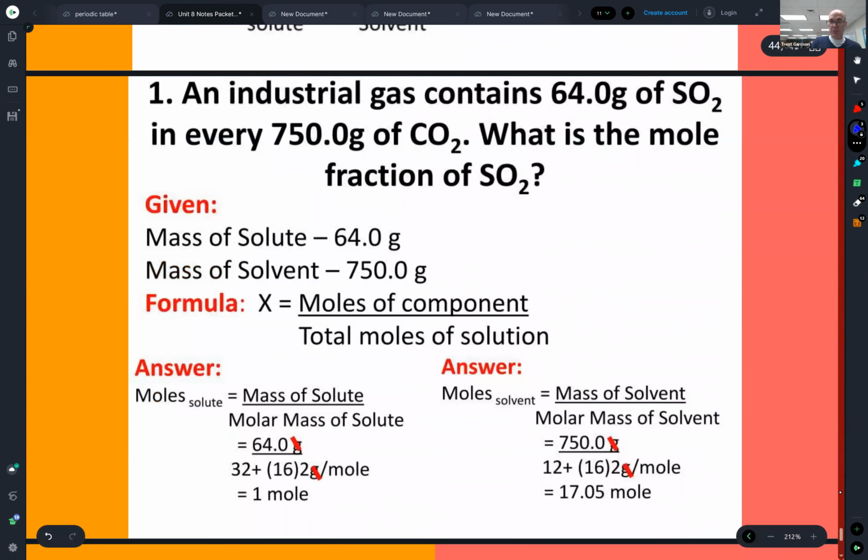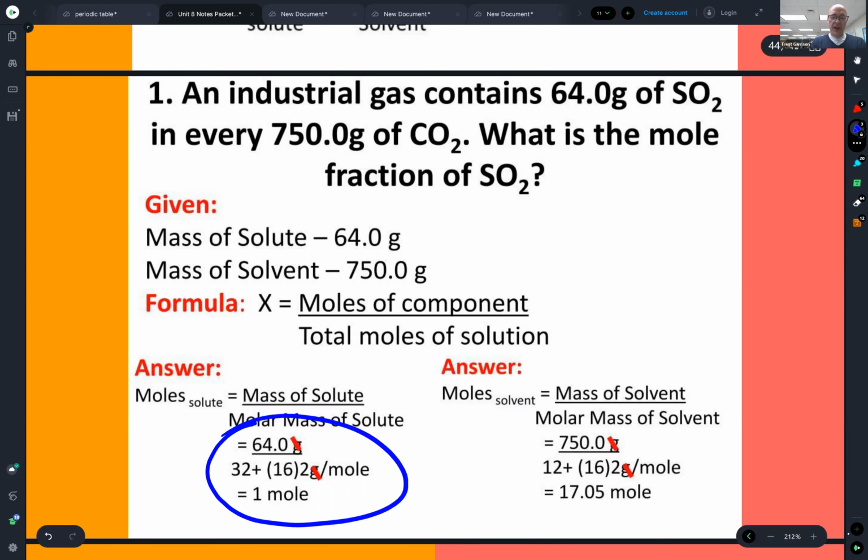So here's an example problem. You've got 64 grams of sulfur dioxide, 750 grams of carbon dioxide, and they want to know what is the mole fraction of the solute, they don't say, or the solvent, so we could solve for both. So in one of them, we'll put 64 on top of the mole fraction formula. On the other, we'll put the 750 on top.